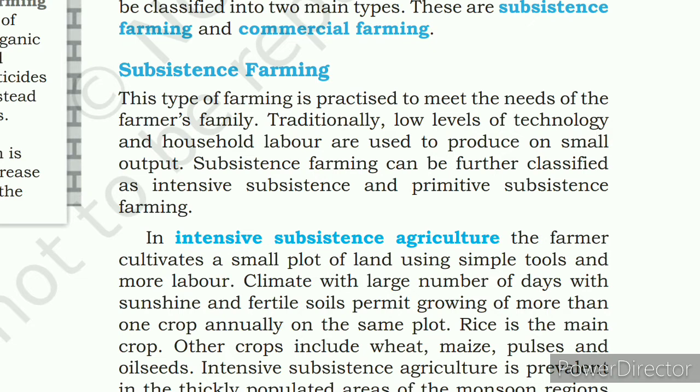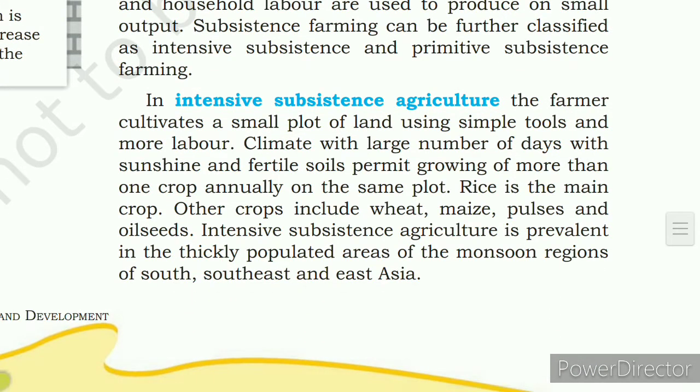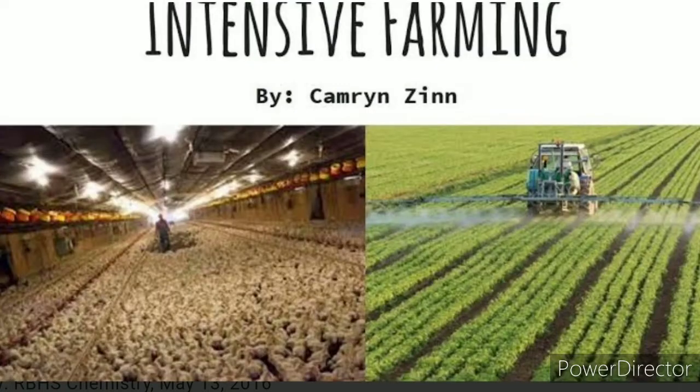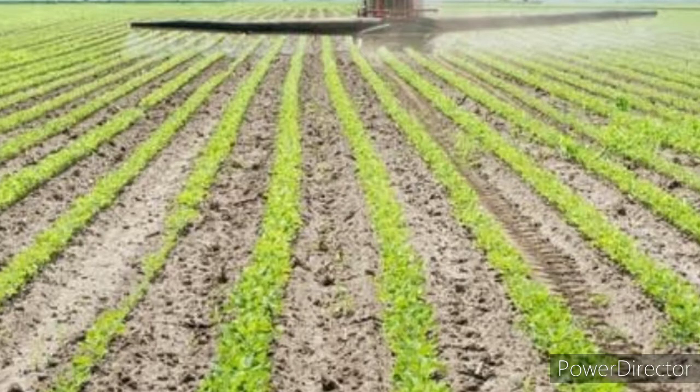Okay. So it is further classified as intensive subsistence and primitive subsistence. Subsistence farming is again of two types, right? One is intensive subsistence and another is primitive subsistence. Now let's understand intensive subsistence agriculture. The farmer cultivates a small plot of land using simple tools and more labor. Climate with a large number of days of sunshine and fertile soils permit growing more than one crop annually on the same plot. Rice is the main crop, other crops including wheat, maize, pulses and oilseeds.